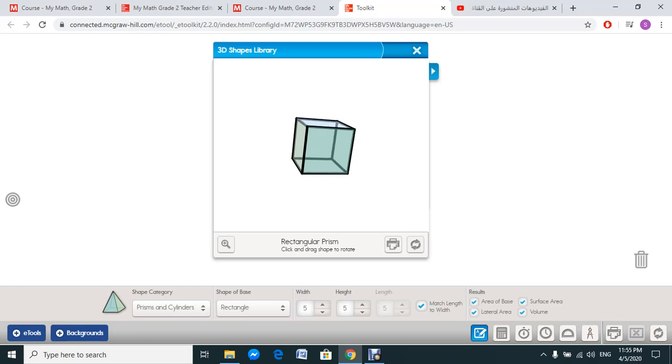The second word is an edge. What is the edge? It is this line, the side line of the cube. Okay, this is what we call an edge. Let's count how many edges. 1, 2, 3, 4, 5, 6, 7, 8, 9, 10, 11, 12 up here as you see. So it has 12 edges.